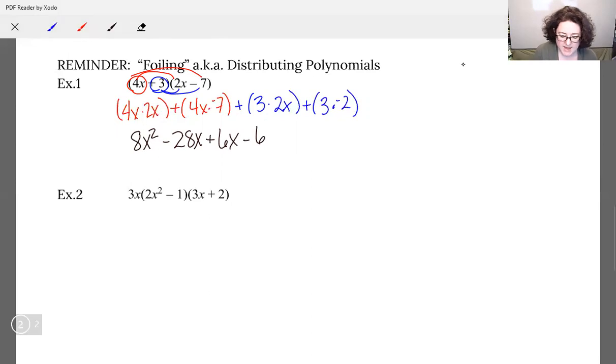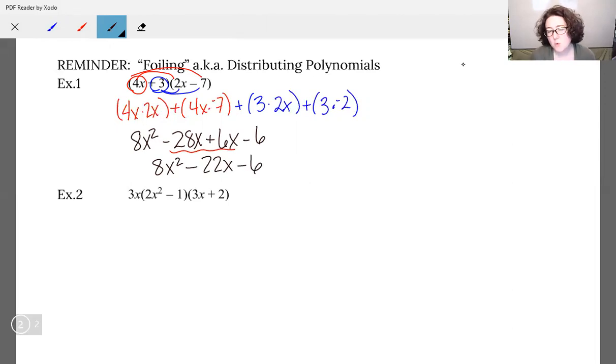But we have those two terms in the middle that we can combine. So let's go ahead and combine negative 28x plus 6x. And again, we're just combining our coefficients because our variables are exactly the same. So that comes out to be 8x squared minus 22x minus 6.